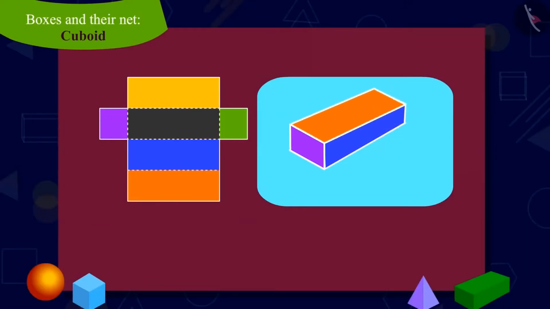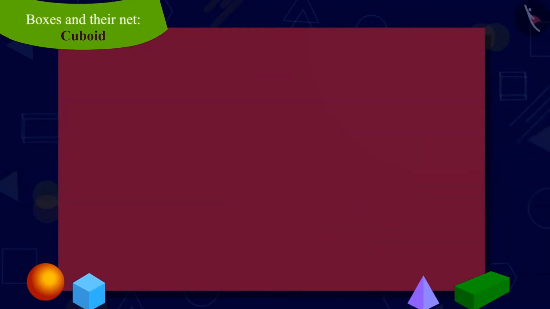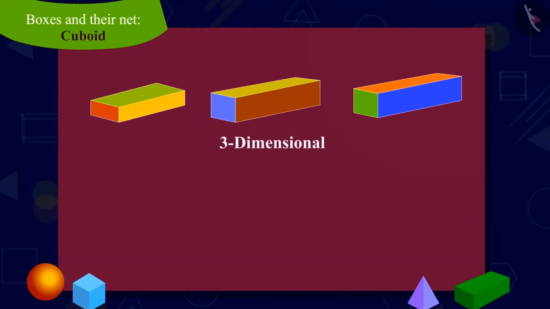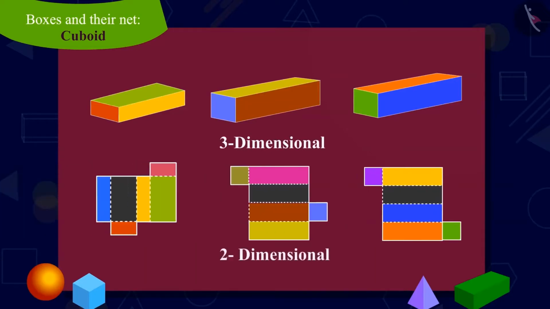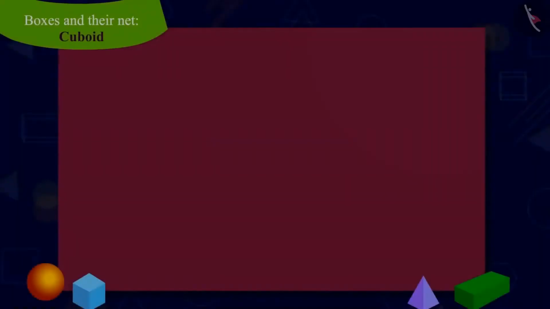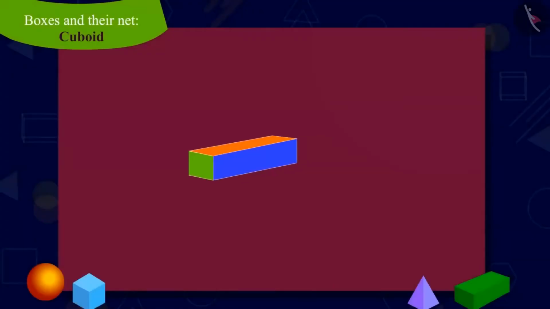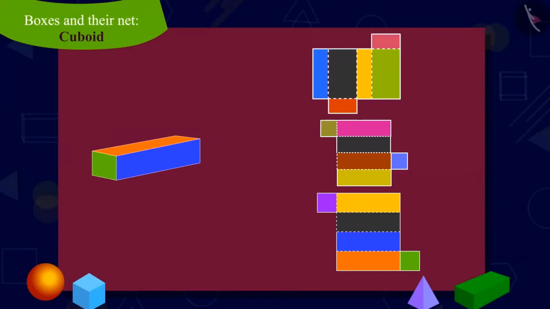That's correct. From the cutouts also we can make a cuboid shaped box. Yes, children. Many two-dimensional nets of any three-dimensional shape, such as cuboids, can be made. We can make any box by folding various types of nets.